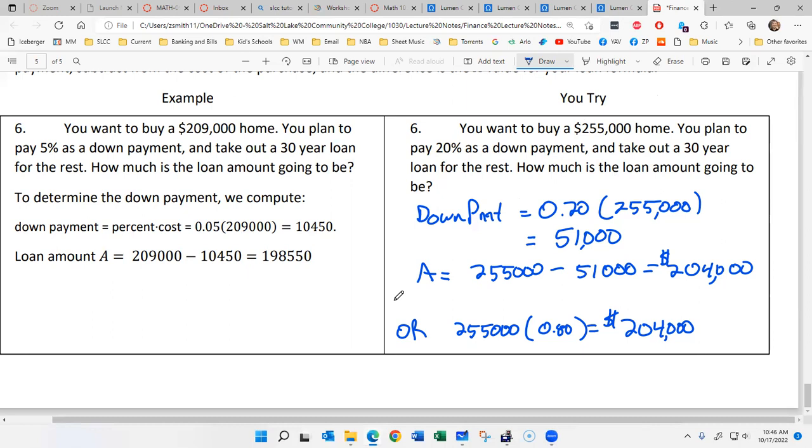So we don't need all of the information in the word problem, like the 30-year term and all that. It was way late last night when I was finishing this up, and I was like, let me just show them this one little piece.